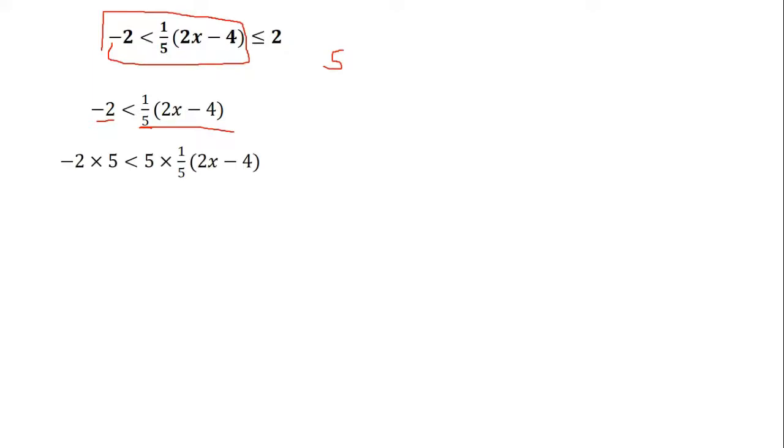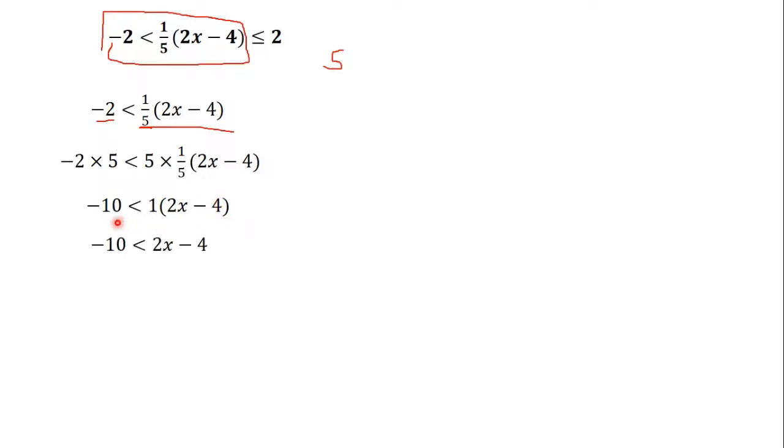This means that you are going to have negative 2 times 5, then less than 5 times this term here, which is 1 over 5 into bracket 2x minus 4. If you watch the videos explaining how to solve inequality involving fractions, we explain this in detail. So we are going to continue with this. Negative 2 times 5 will give us negative 10. 5 will cancel 5 to give us 1. So we have 1 times 1, that will be 1 into brackets 2x minus 4.